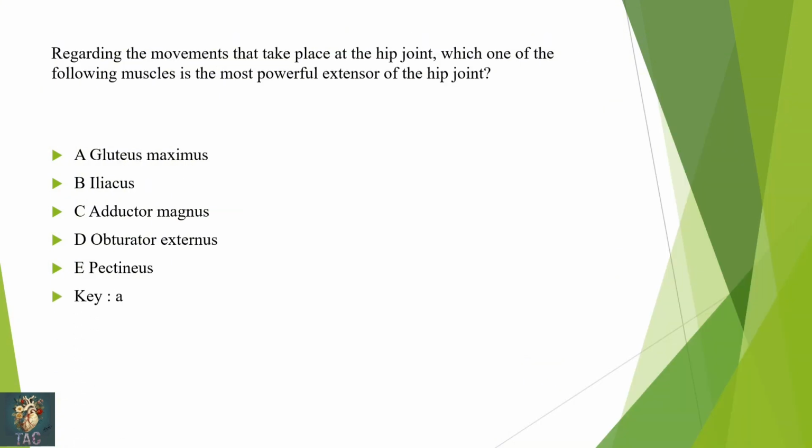Next is regarding the movements that take place at the hip joint. Which of the following muscles is the most powerful extensor of the hip joint? Obviously this is gluteus maximus.